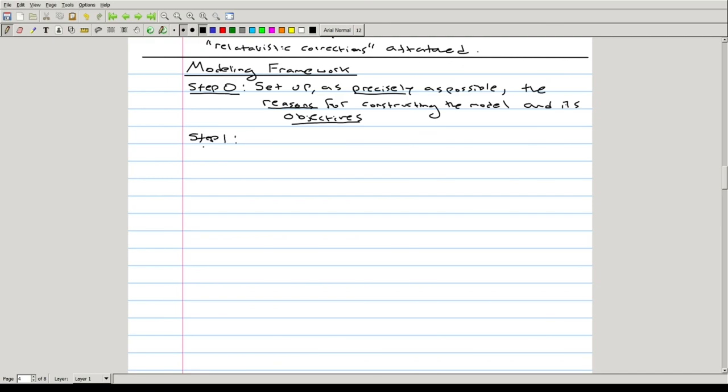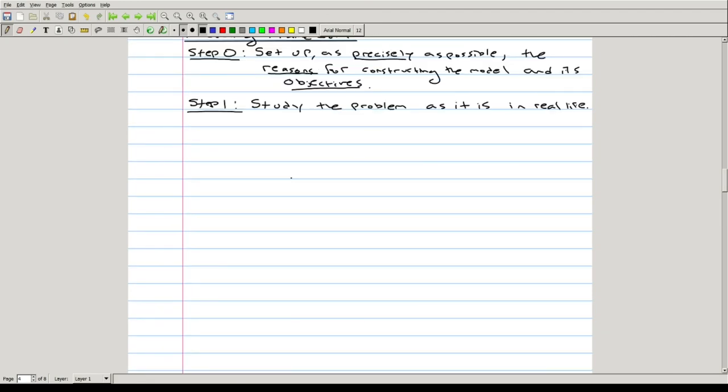So the next step, step one, is to study the problem as it is in real life. And this involves doing a lot of research to figure out exactly what the problem is you're dealing with, and what exactly is going on. It's also setting up for the next step, step two, which is data collection and analysis in real life.